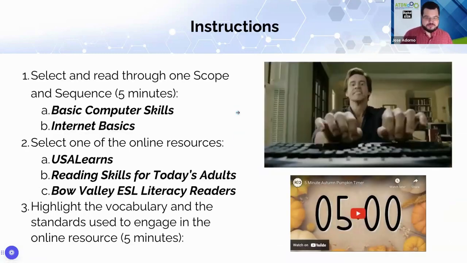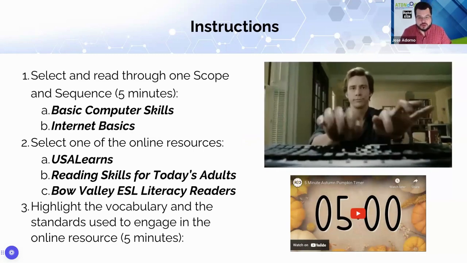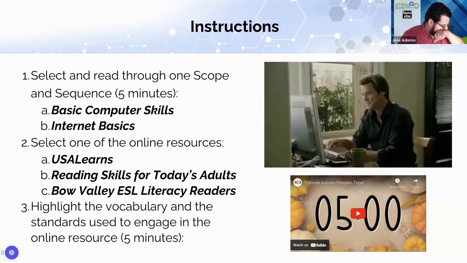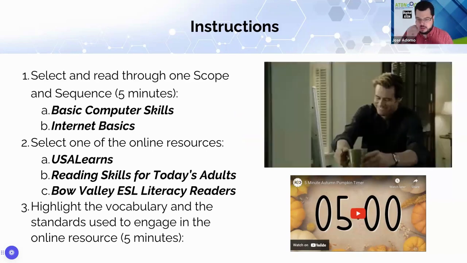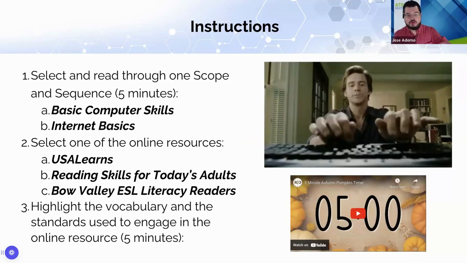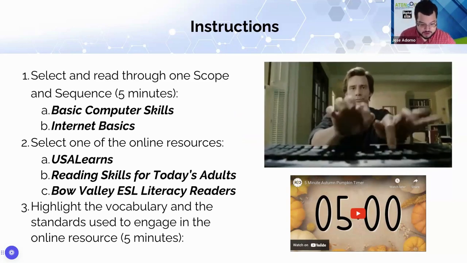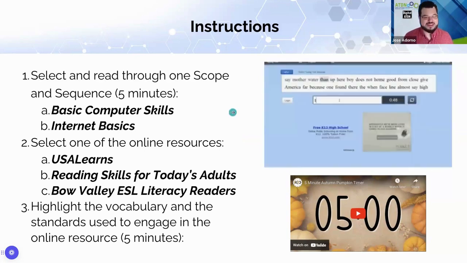So the instructions. I'm gonna select and read through one scope and sequence. We're gonna spend 5 minutes to go through the scope and sequence. I want you to read it through just to get an idea, wrap your head around. You're gonna select one of them though. You're either gonna select the basic computer skills. Reading skills for today's adults is great. Yeah, yes, I totally agree.